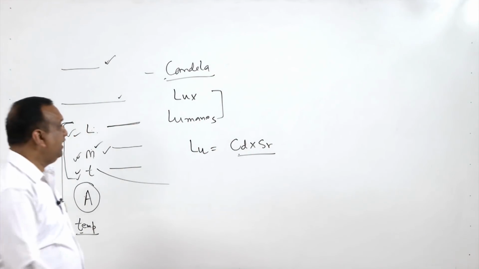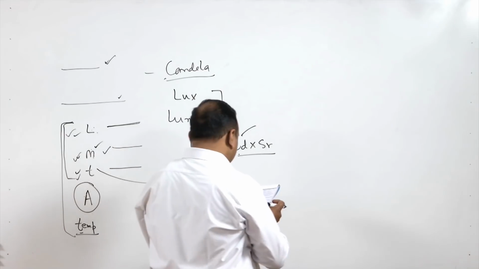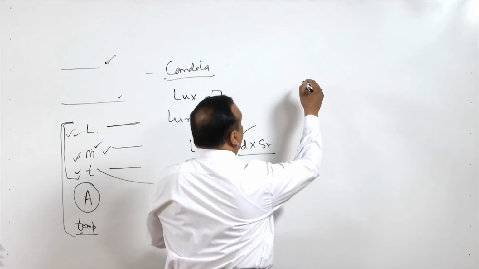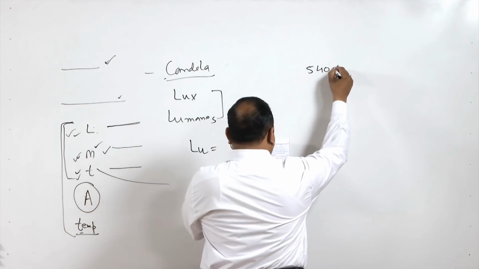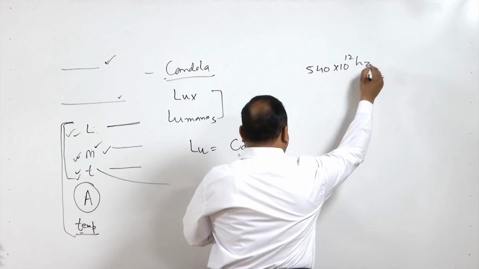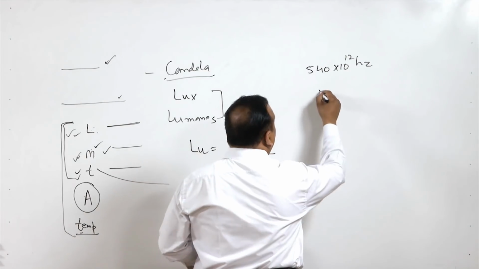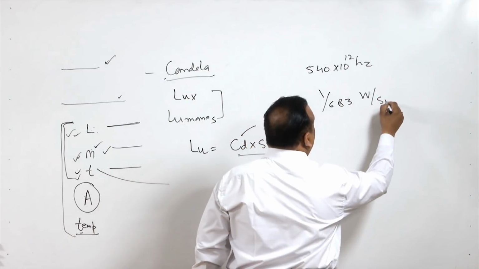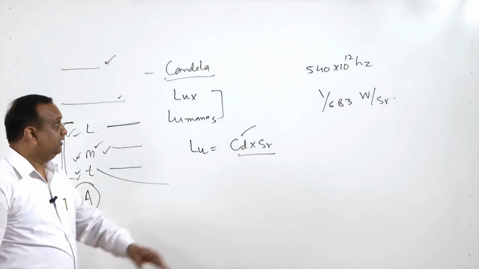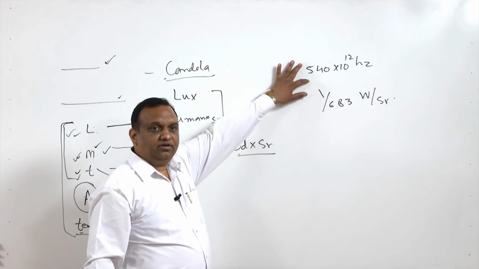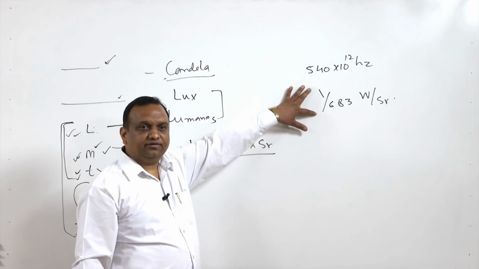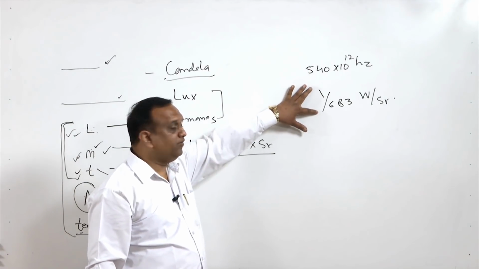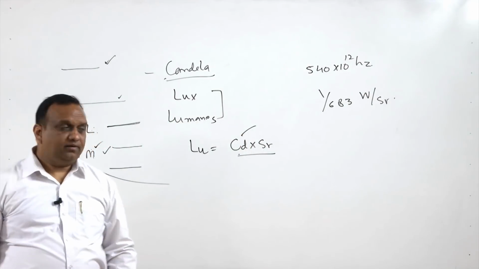So first of all we will define what is candela. Candela is the intensity of a source that emits monochromatic light at 540 into 10 to power 12 hertz, and radiation intensity is 1 by 683 watts per steradian. So this is 1 candela. This is the frequency of the radiation and this is the power of radiation. If this monochromatic frequency and this power is known, it is 1 candela.